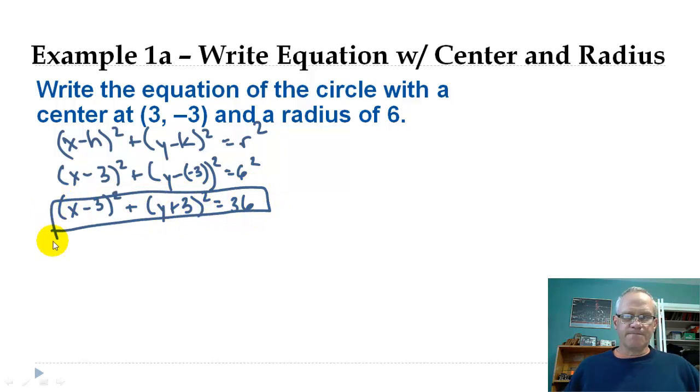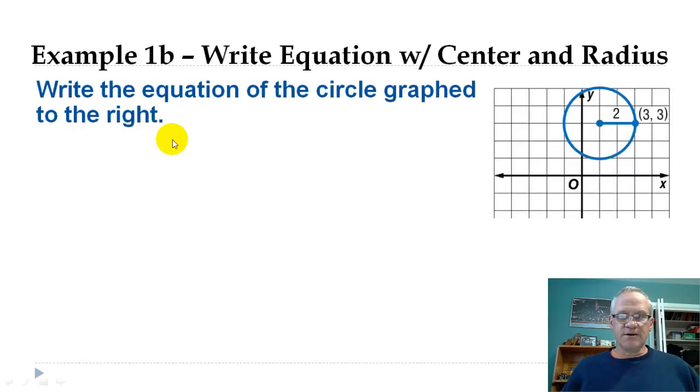That's your equation. Okay, that's the standard equation of a circle. Notice here the center was (3, -3), and when we put it in the equation, now it's x - 3 and y + 3. So the signs change, and the reason why the signs change is because in the formula there is a subtraction on each of those. Okay, not too bad, right?